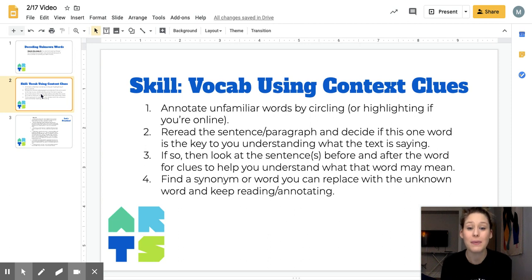Then the 4th step is find a synonym or a word that you can replace with the unknown word in order to help you understand what the text means so that you can keep reading and keep annotating. Remember, this skill is to help you finish a text and feel good about knowing what it's about. If you can't do that, then we need to practice this skill more. Let's go through an example.